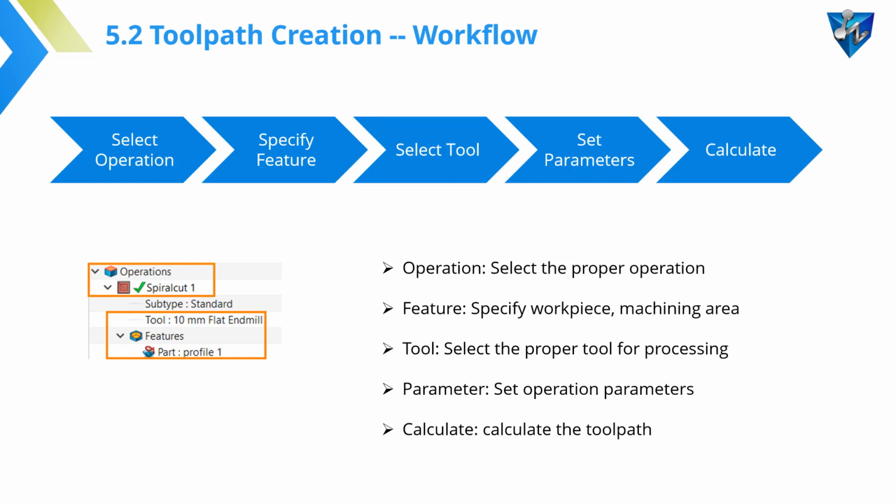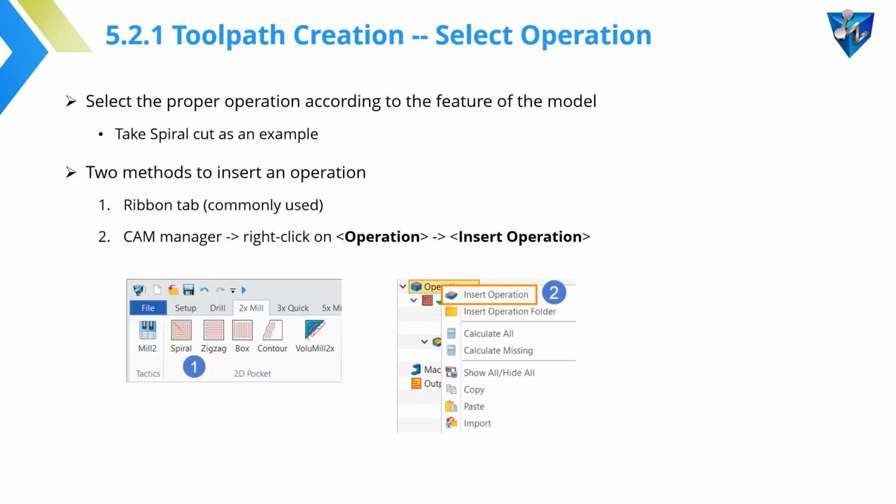So the workflow is very clear. First we need to select a proper operation. Then we specify the feature. And in the third, we will select a proper tool. After that, we set the parameters for the operation. And in the final, we will calculate the toolpath. So first, we will select a proper operation according to the feature of the model. So there are 2 ways to insert an operation, from ribbon or from the right-click menu of the operation.